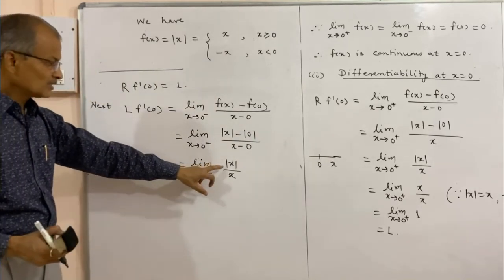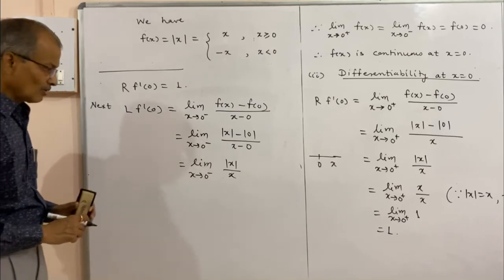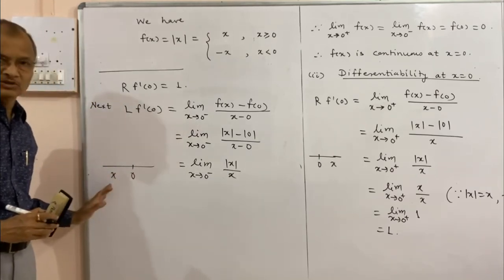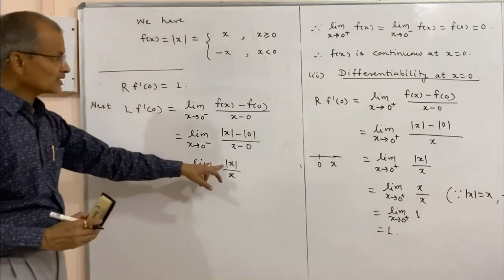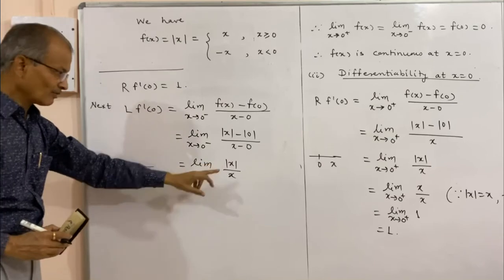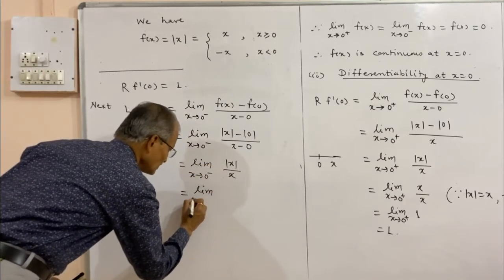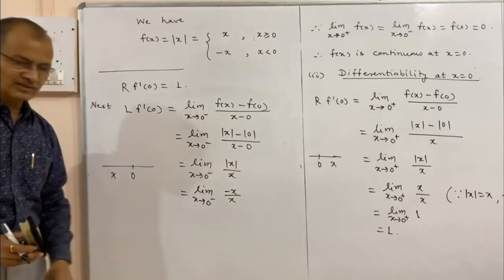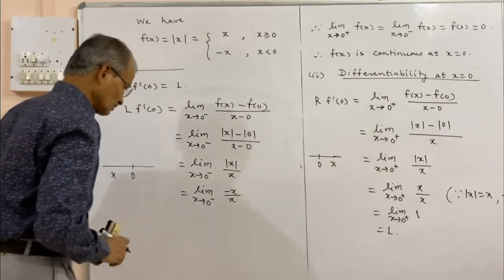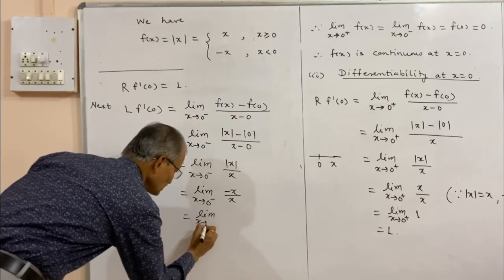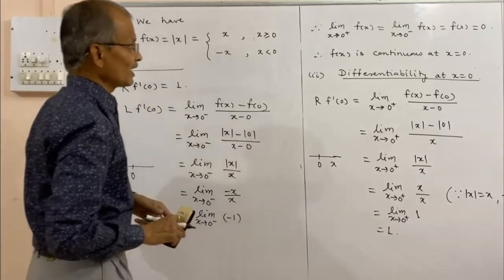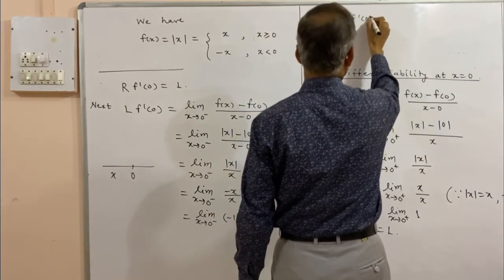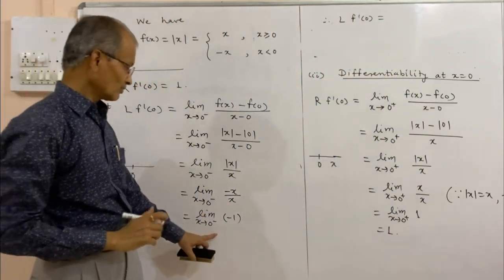And now you see what is mod x value when x is tending towards 0 from left. x tends to 0 from left means x is on the left side of 0, means x is less than 0, and when x is less than 0, what is mod x? That is minus of x. Mod x is minus x, and here we have to use the value as minus x. So this is limit x tends to 0 from left minus x divided by x, and x cancels here because x is close to 0 but not 0, and what remains is minus 1. So this is limit x tends to 0 of minus 1, and that is equal to minus 1, or thus this is left hand derivative of f at 0, or L f dash of 0 is equal to minus 1.